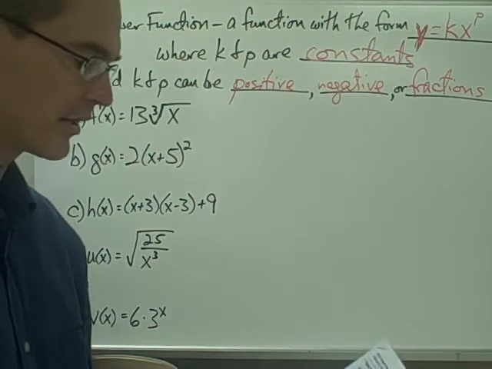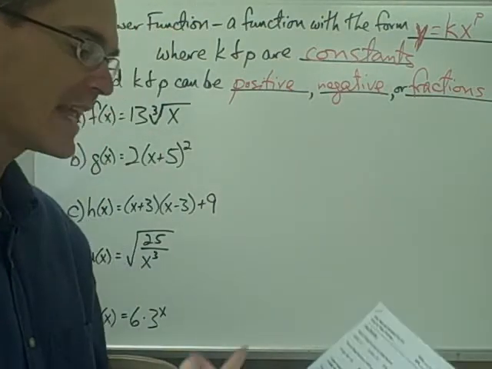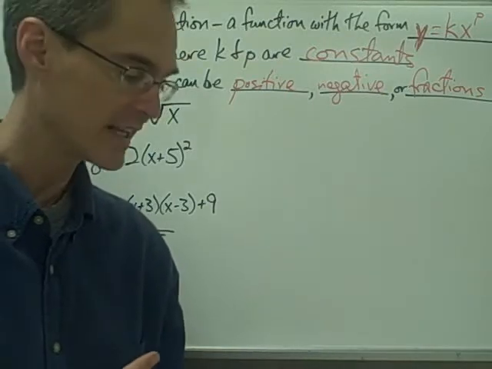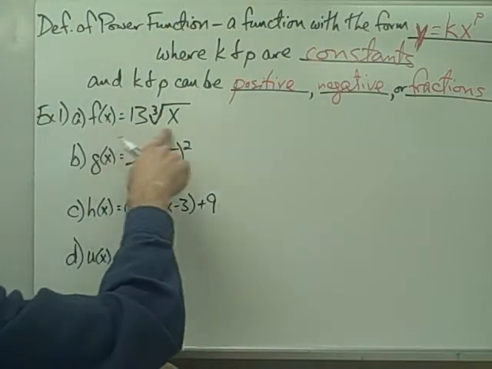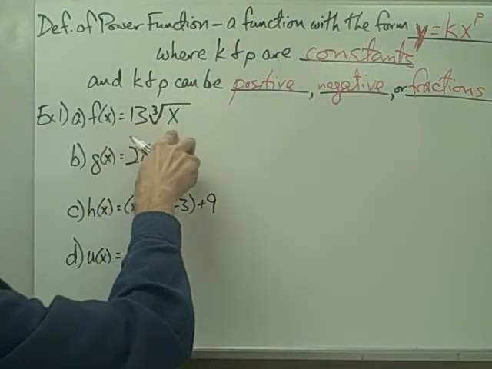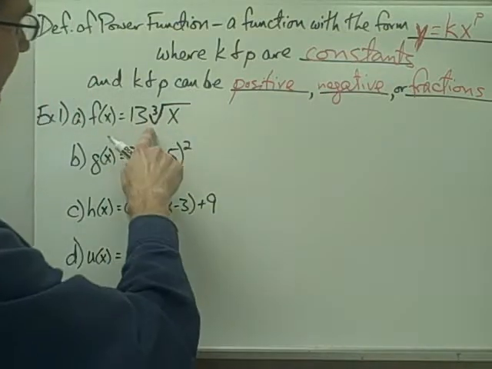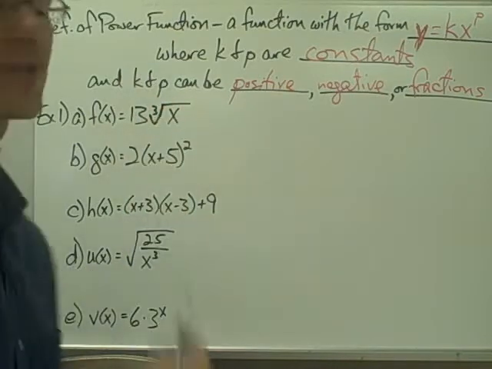So example 1 here says, which of the following functions are power functions? If it is a power function, state the value of k and p, and if it is not a power function, explain why. So let's take a look at each one of these functions. Here I've got the function 13 times the cube root of x. I can see that this is just one term, and I can also see that it's got a cube root, that is, it's got a root symbol in it.